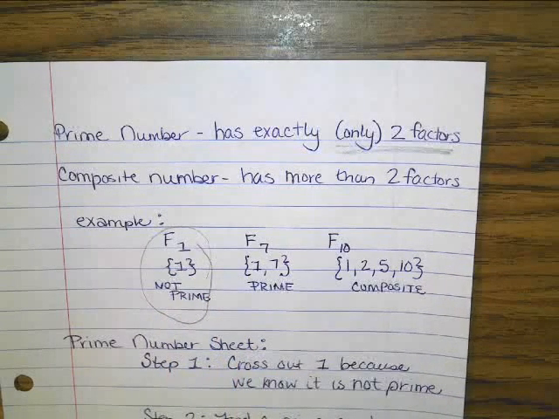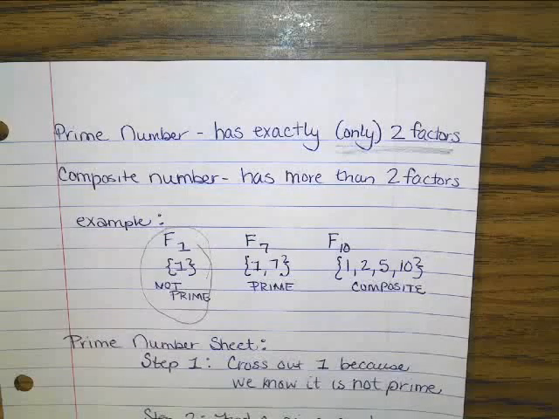Look right here. What 2 numbers multiplied together give you 1? Just 1, right? There's no other number with it. So it doesn't have 2 factors. It's the one that is the trickiest for everyone. So I'm just telling you up front, it is not prime.